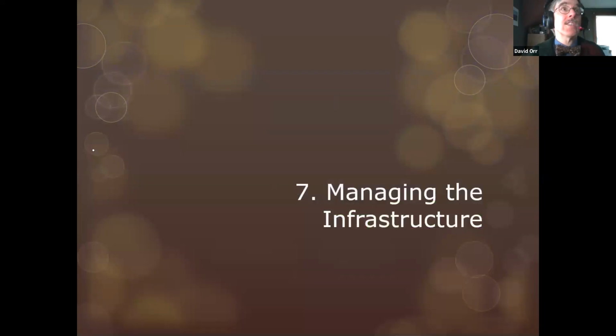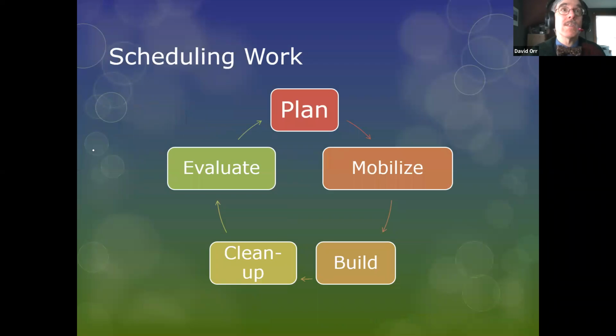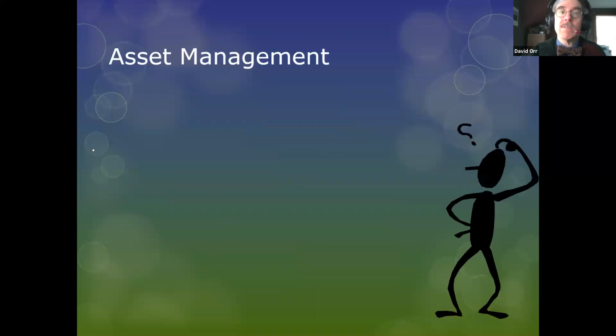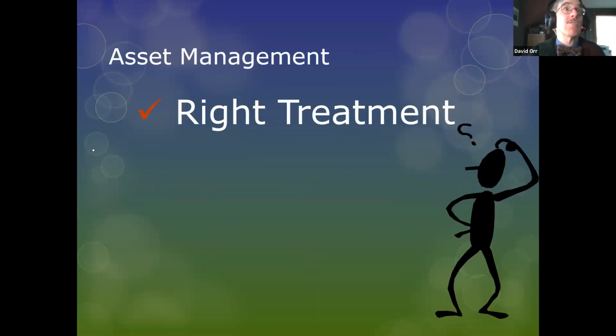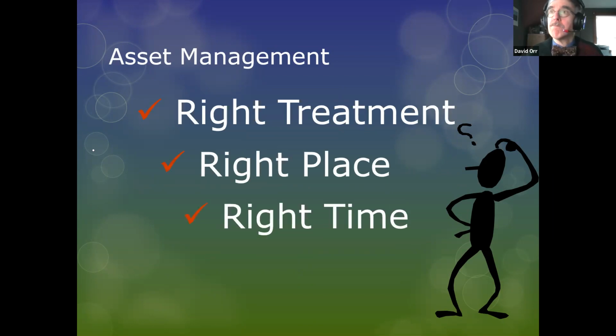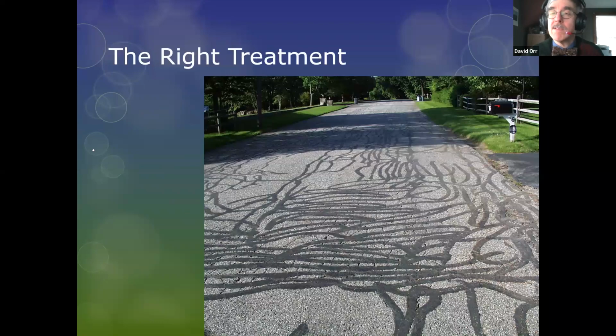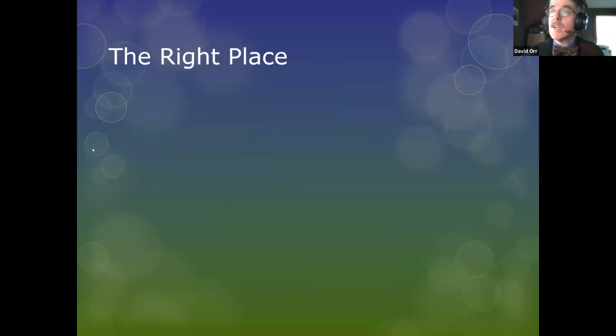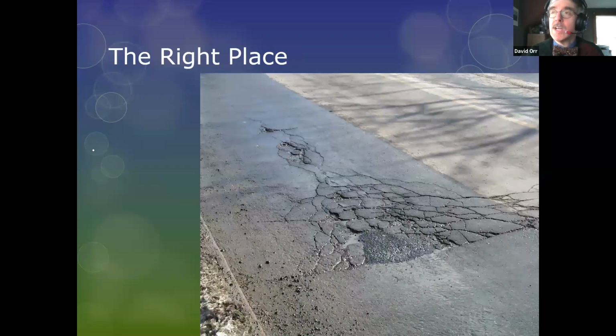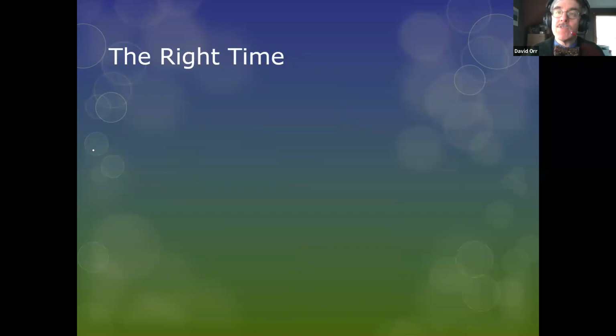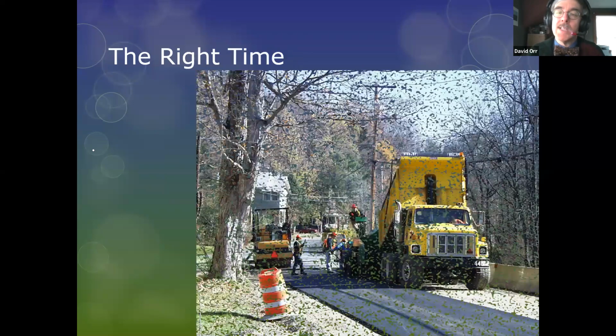Now, managing the infrastructure, we've already seen this idea of scheduling work. It's going to come down to it. The best people who know how to do this have good asset management plans. And asset management means the right treatment in the right place at the right time, okay? Now, the right treatment, we can do better than this, okay? That's not the right treatment. I'd rather do nothing. The right place, we're usually pretty good at that. I've got a pothole, I'm going to fill the pothole. It's the right time that gets us in trouble, even after we've chosen the right repair.